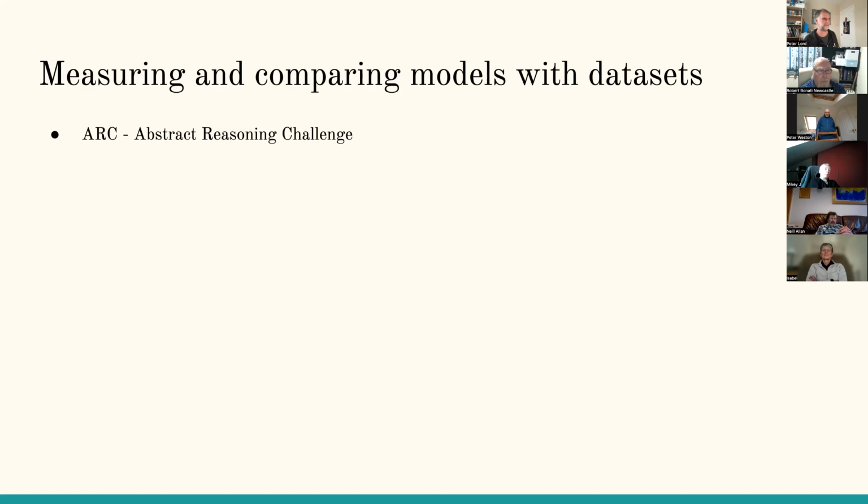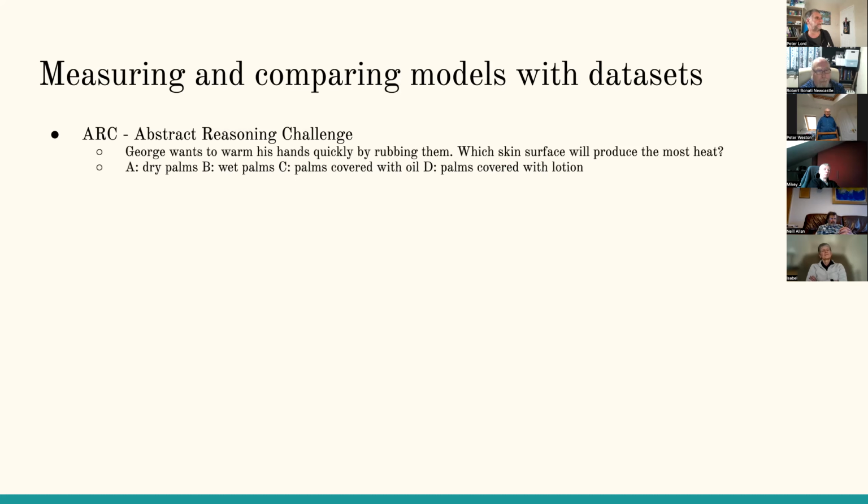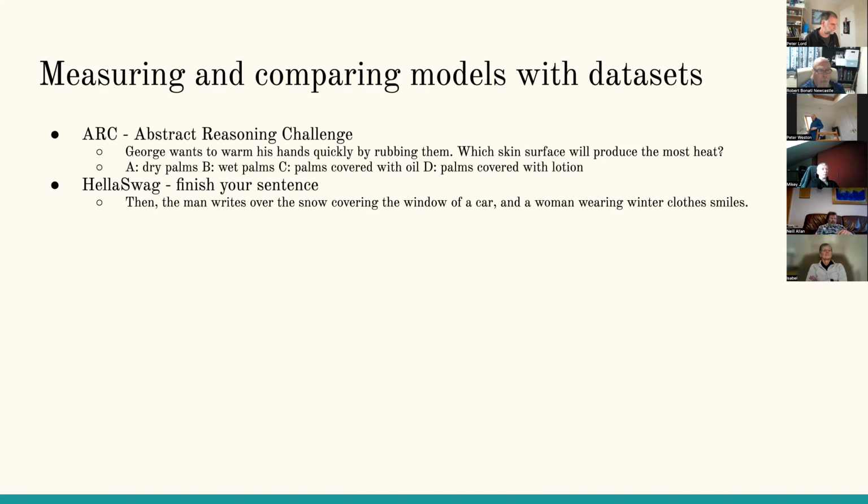There's a set of tests called the Abstract Reasoning Challenge, which has things like: George wants to warm his hands quickly by rubbing them. Which skin surface will produce the most heat? Is it dry palms, wet palms, palms covered in oil, palms covered in lotion? These sorts of test questions are given to trained large language models to see how well they do. We've also got HellaSwag, which is finish the sentence, about a scenario and then what happened or what might happen next.